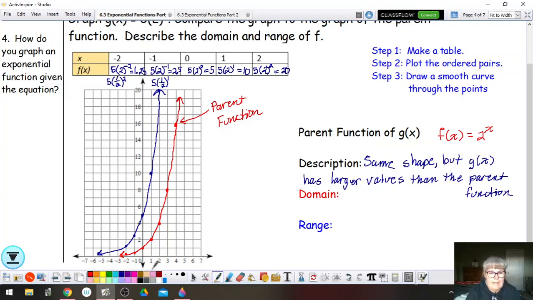For the domain, we're going to look at the domain of our graph of g of x. And remember, domain is the set of x values. Notice on the graph I have arrows on each end, which indicate I'm not ever stopping. This curve is not ever going to stop. We're going to use all x values, so our domain is all real numbers.